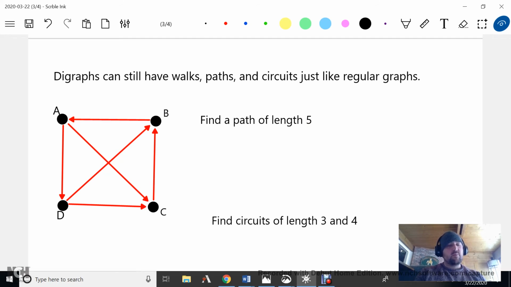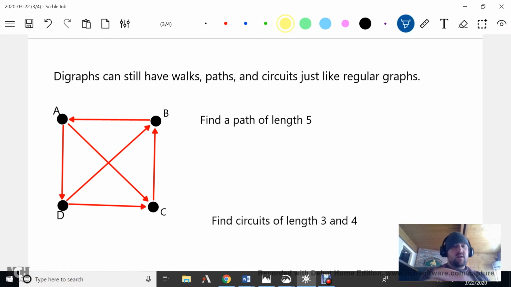It's going to actually matter, I think, where we start. I think we're going to have to be a little bit more careful than we were before. For example, if we started at B, and we have to go to A, and then if we went down to D and over, that's a length of 4. But now we're stuck. So unlike when we did normal graphs, you really have to be even more thoughtful where we start. I think to find a path of length 5, we want to start at A.